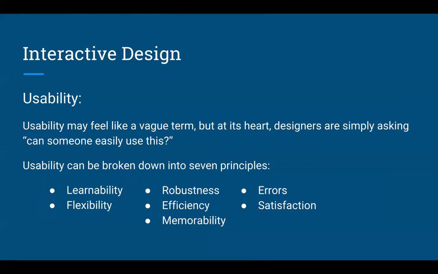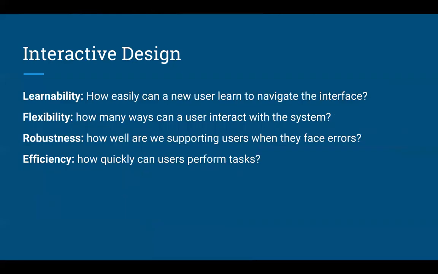Usability can be broken down into 7 principles: learnability, flexibility, robustness, efficiency, memorability, errors, and satisfaction. So learnability is how easy can a new user learn to navigate the interface. And that should be, these days, within seconds. I shouldn't have to think about how I get around your site. Flexibility, how many ways can a user interact with the system? So think about why we make websites responsive. If our website responds correctly, then there's basically endless ways that the user can interact with the system.